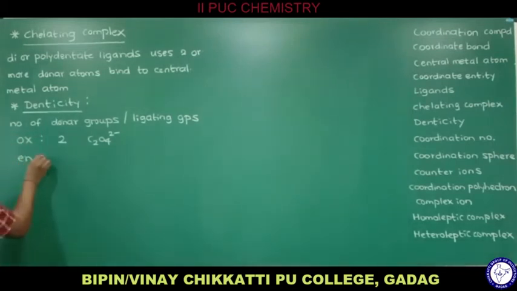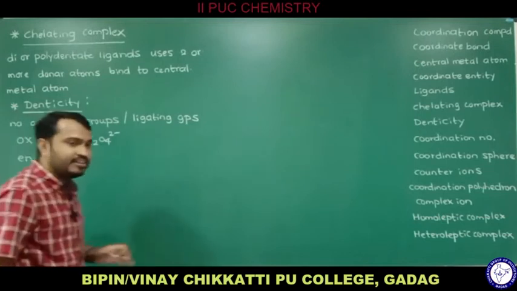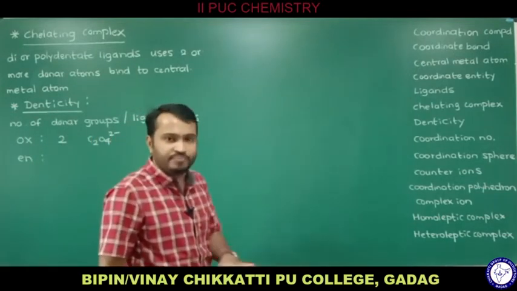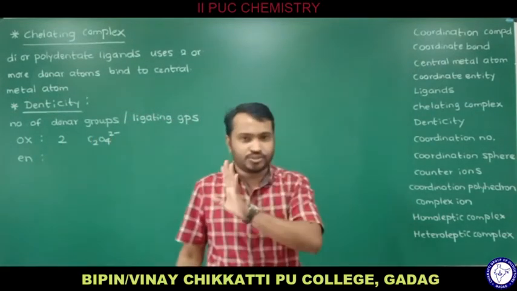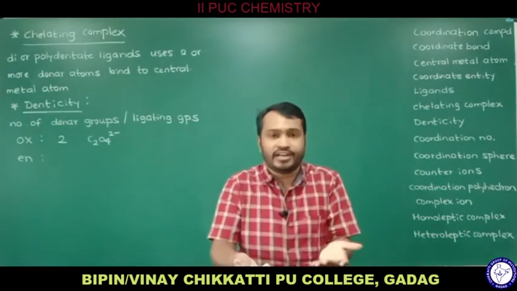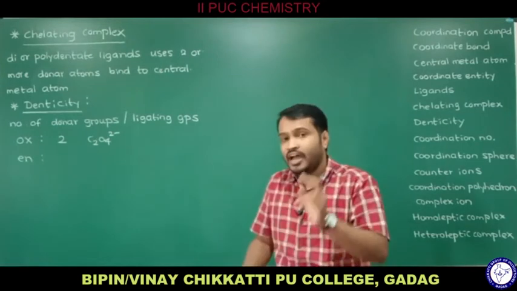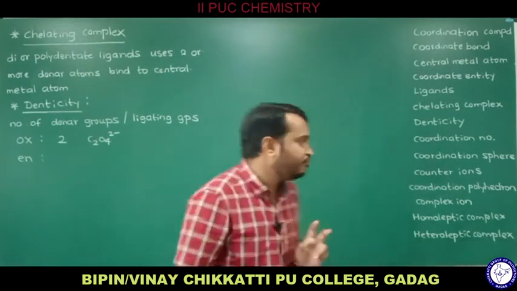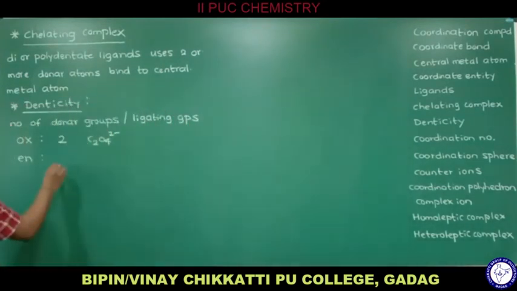If I consider en as an example, do you remember en? Ethane-1,2-diamine, NH2CH2CH2NH2. We have two nitrogens, each containing a lone pair of electrons, and they are going to donate. In en we have two ligating groups, therefore the denticity of en is 2.